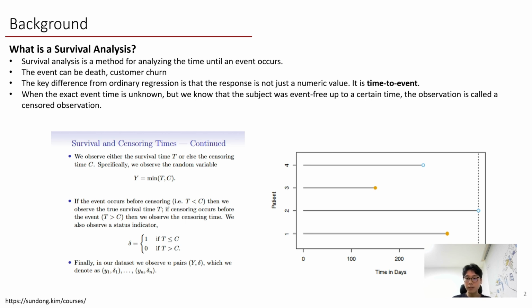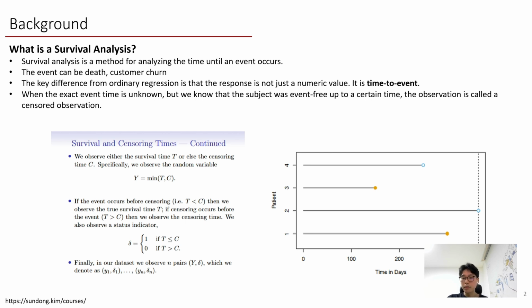The event can be death, device failure, or any other event. The key difference from ordinary regression is that the response is not just a real value, it is a timed event. When the exact event time is unknown, but we know that the subject was event-free up to a certain time, the observation is called a censored observation. For each subject, we can think of two times, the true event time T and the censoring time C. The time we actually observe in the data is the earlier of the two.